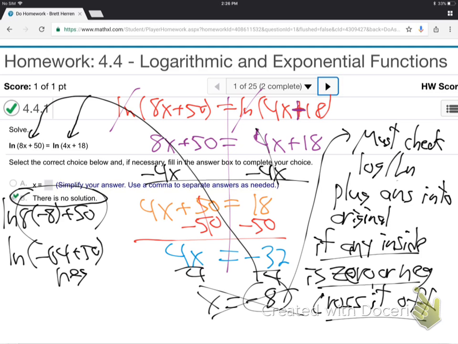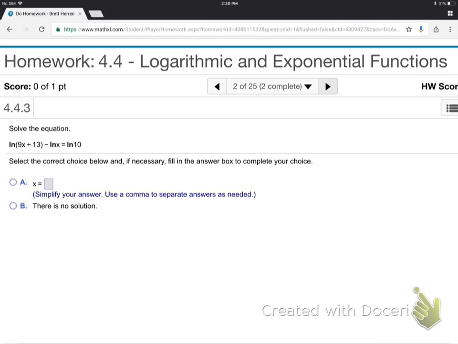So you don't have to work it all out. It's an easy check. As long as the inside of the logs are positive, not 0 or negative, then it's good. It's guaranteed to work. But you've got to check logs that way. Good? And they give us lots of these logs.